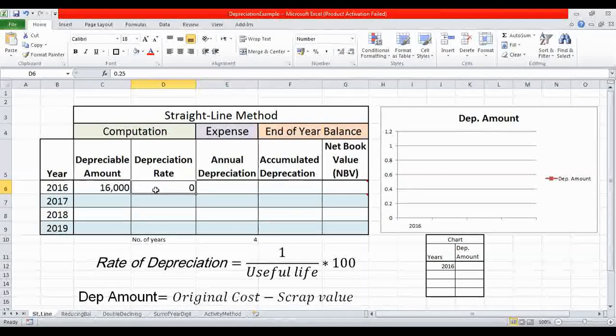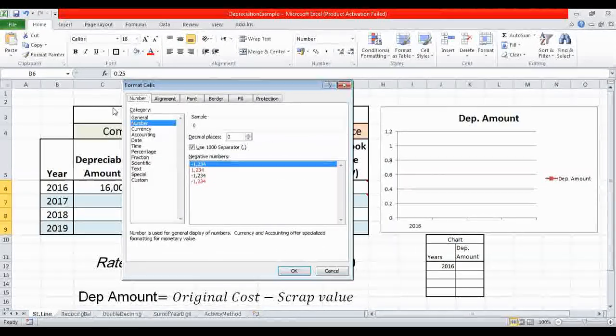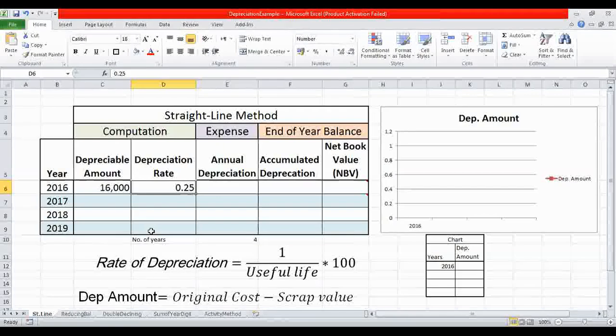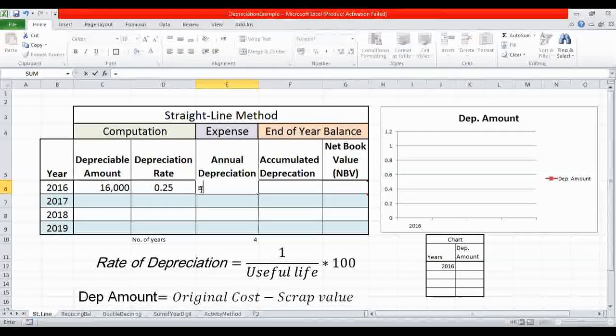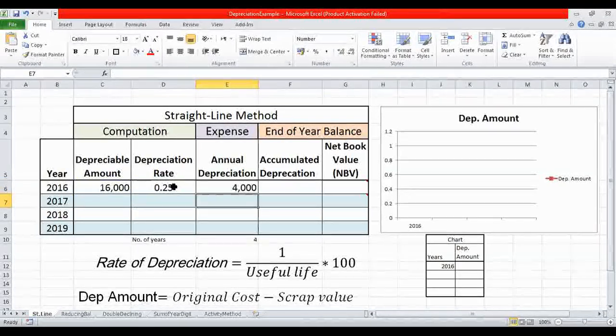This is our rate, 25%, which we have written over here. Now, how to calculate the depreciation expense? We can easily calculate depreciation expense by simply multiplying these two things: 16,000 times this depreciation rate equals 4,000.